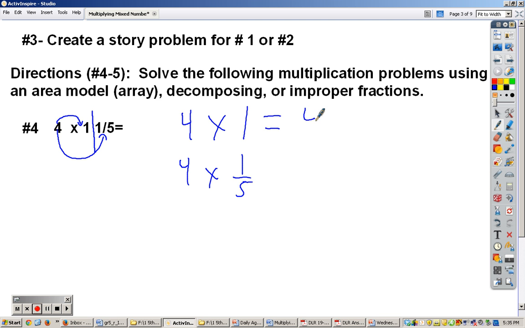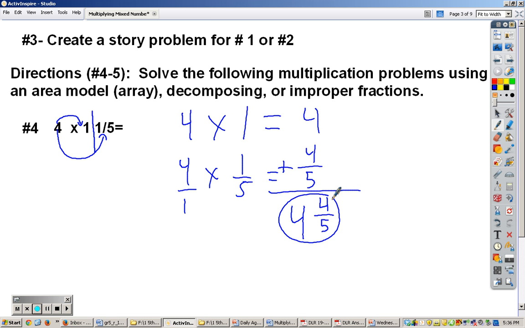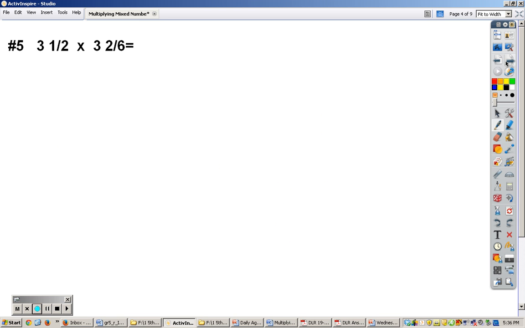So 4 times 1 equals 4. 4 times 1/5 equals 4/5. Now I add these 2 products up, and I get the answer 4 and 4/5. That's how you do decomposing. You break the problem into 2 problems, you do the 2 multiplication problems, add up the products, and there's your answer. For number 5, I'm going to do improper fractions.